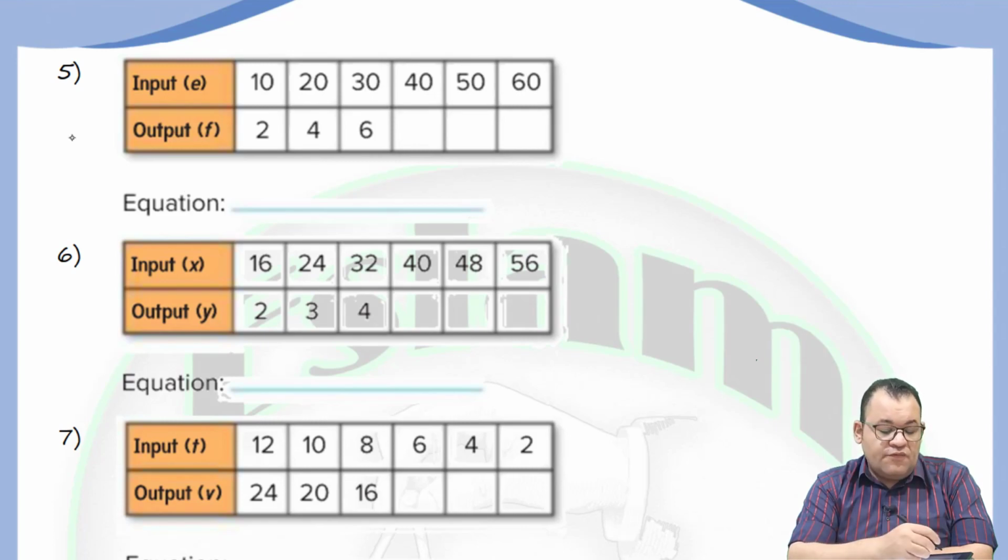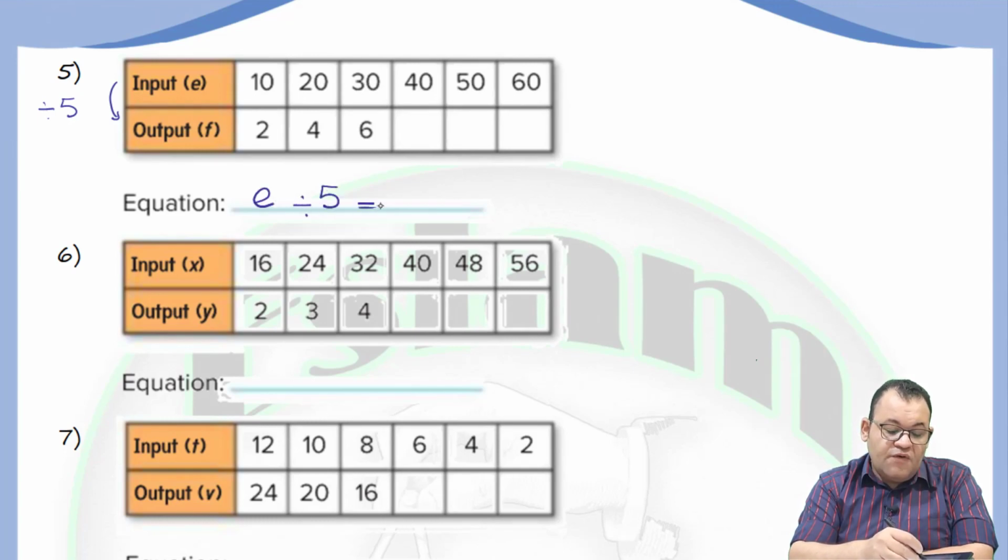Now we need to check for division. You will find that 10 becomes 2 only when you divide by 5. 20 becomes 4 when you divide it by 5. 30 divided by 5 will be equal to 6. So for each input, once you divide it by 5, you will find the output, which is f. So now the equation that we have is e divided by 5 equals f.